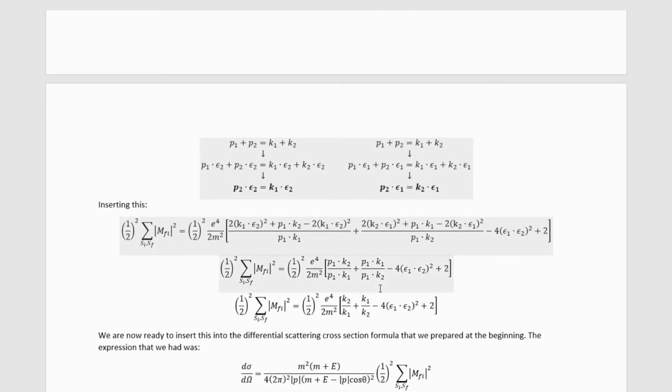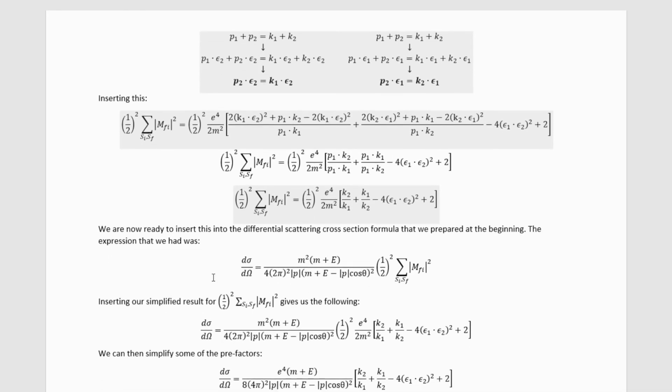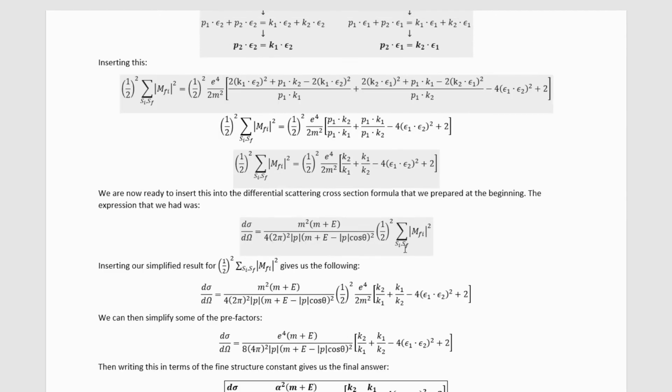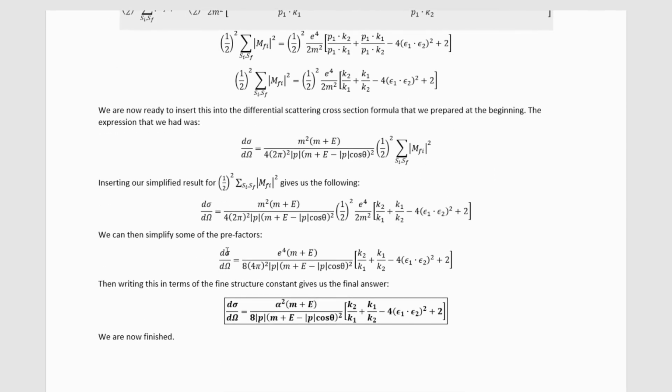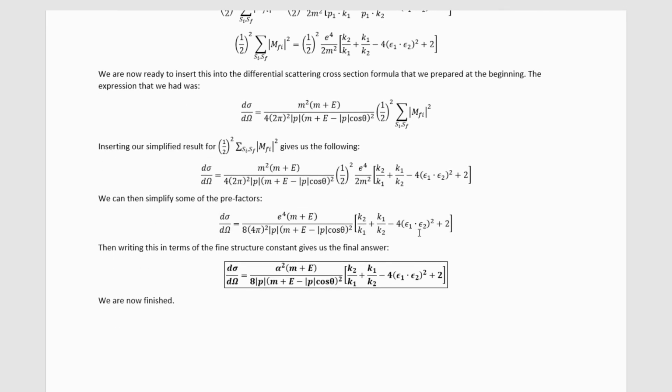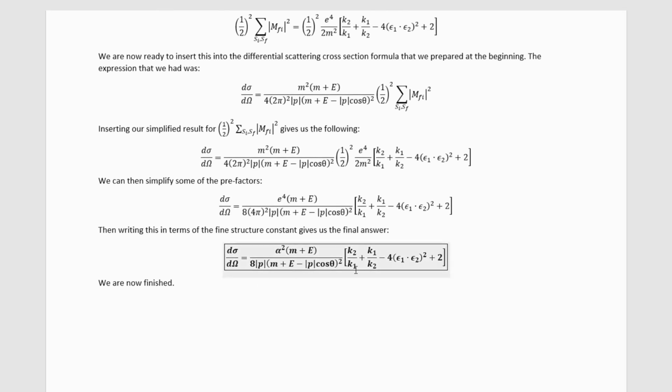Then taking the fact that we're in the rest frame of the initial electron again gets us from this to this. This is now simplified down completely, and we can insert it into the differential cross-section formula that we prepared earlier, this thing. If we insert our result that we just got here for this quantity in, we get this. Then we can rearrange these pre-factors so that they're a bit simpler, and rewrite it in terms of the fine structure constant. Doing that ultimately gets us down to this.